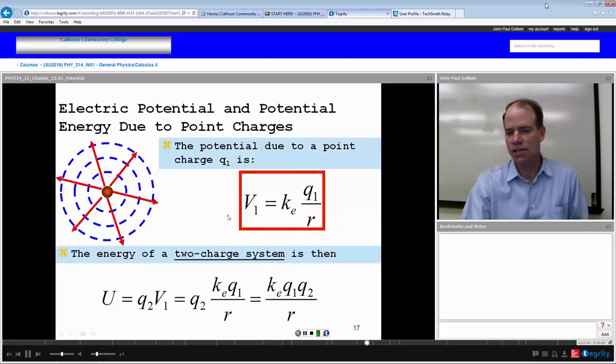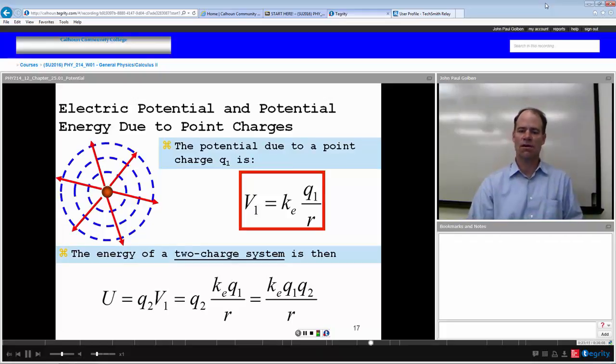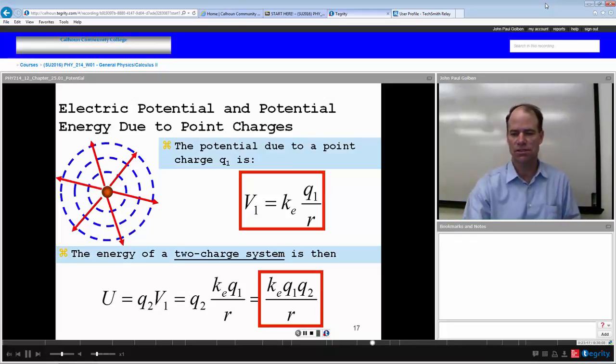So the energy of a two-charge system, if I brought a second charge into that point, would be equal to the value of that second charge times the potential at that point, which is the value of that second charge times the potential due to the first charge, KQ1 over R, or KQ1Q2 over R, R being the distance between those two charges.